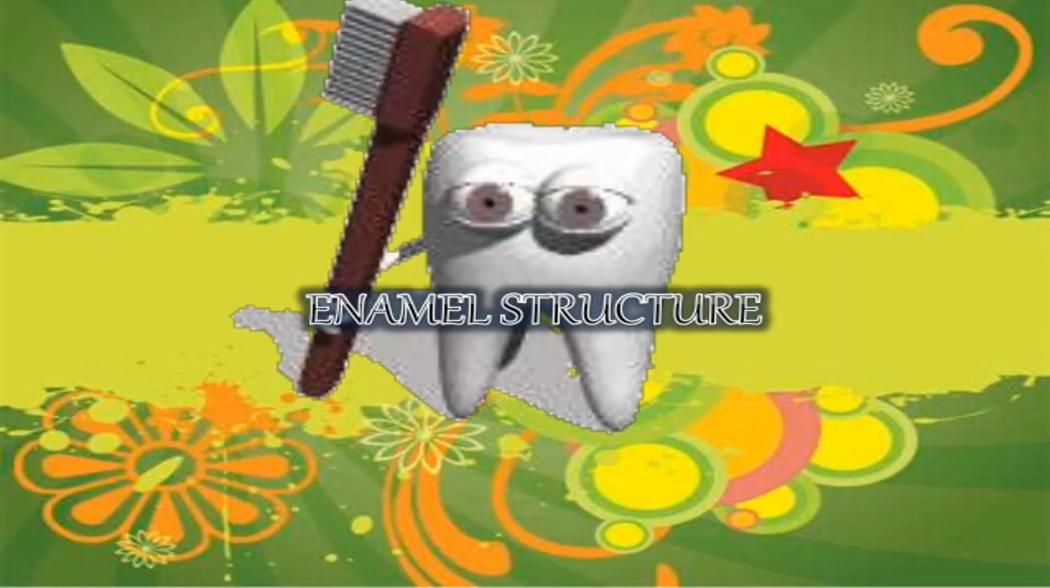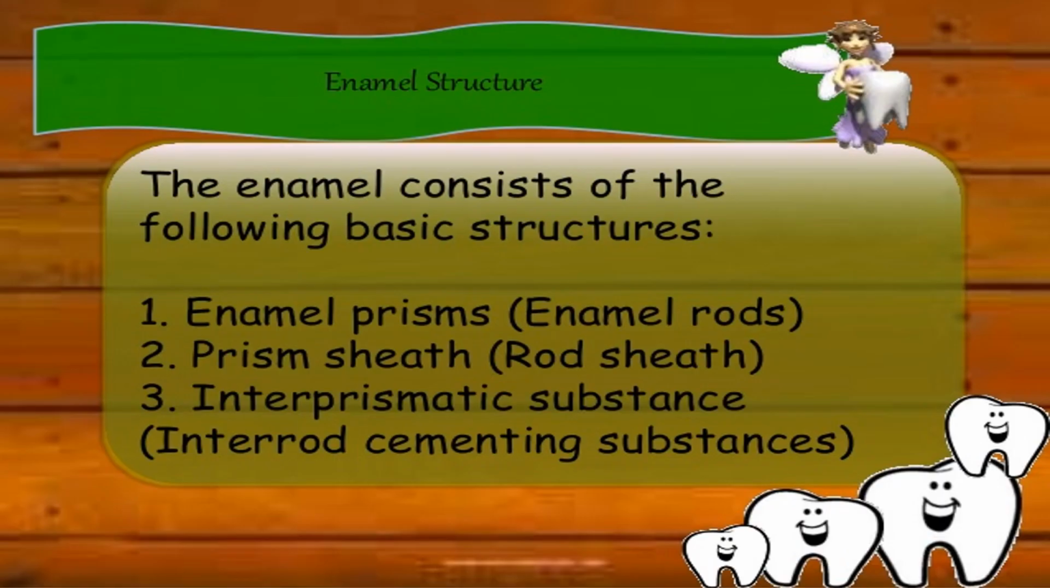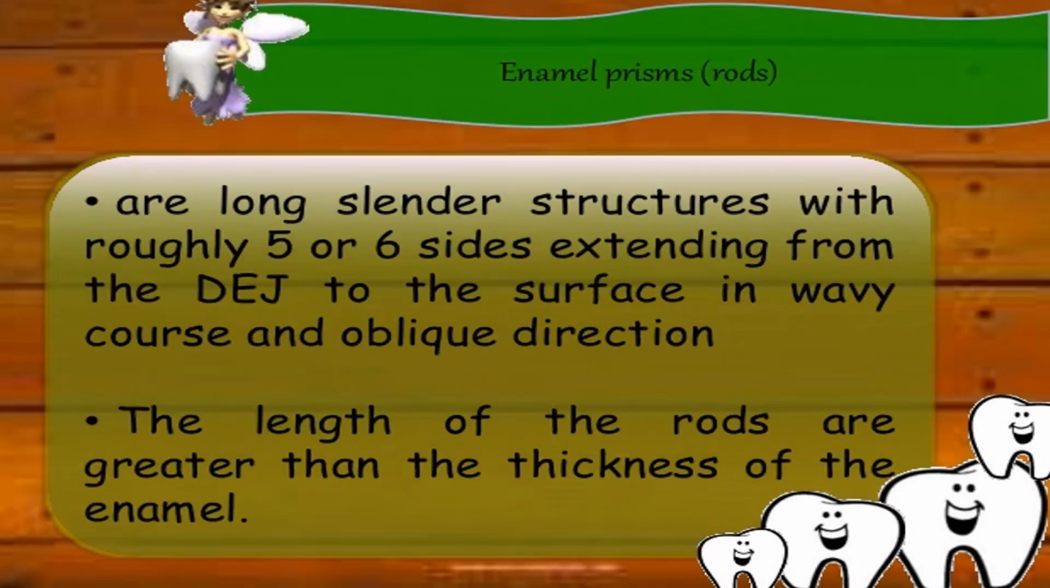Now, enamel structure. What are the structures related to enamel? First, enamel structure consists of enamel prisms, enamel rods, prism sheets also known as rod sheet, and interprismatic substance that is also known as interrod cementing substance.